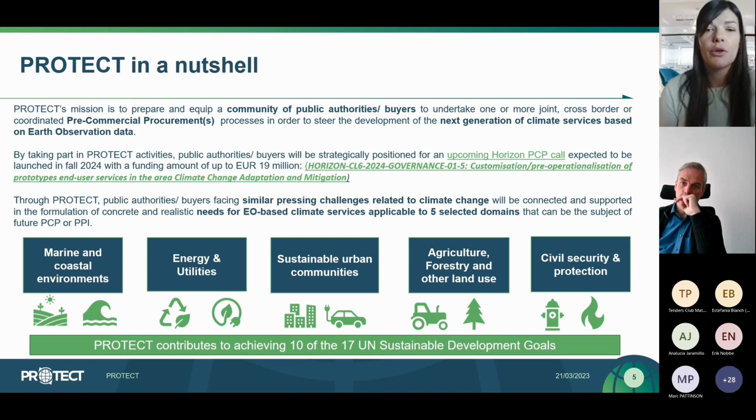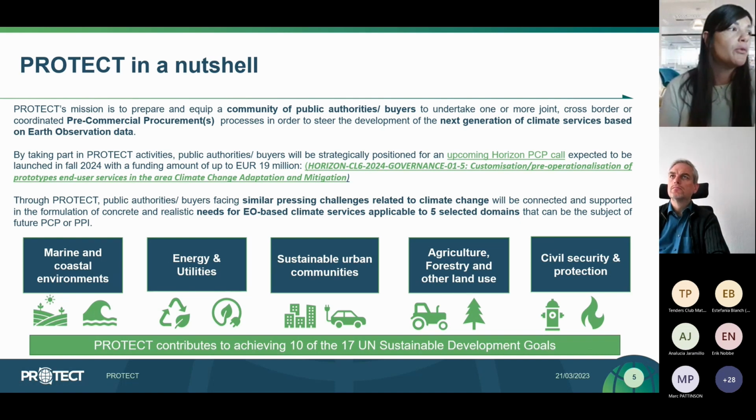And you may simply want to hear about Earth observation potential and the potential of data collected through Earth observation modalities, which can help design solutions that are disruptive and innovative and that can help respond to your challenges. In Protect, we are looking to develop solutions in different domains. These domains are shown on the slide. There are 5 of them. The first one is marine and coastal environments.